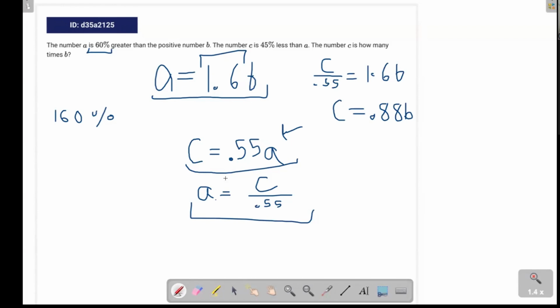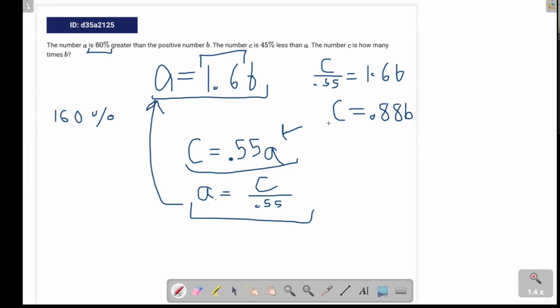Now, how you get this C relationship, it says C is 45% less than A. So if you subtract 45% from 100%, you're going to get 55. And from there, you can just say that by this relationship, C is then 55% of A, which is the same as 0.55. From here, you just put A in terms of C. So A is going to be C over 0.55. Set that equal to this original relationship right here, and then do the math from there.